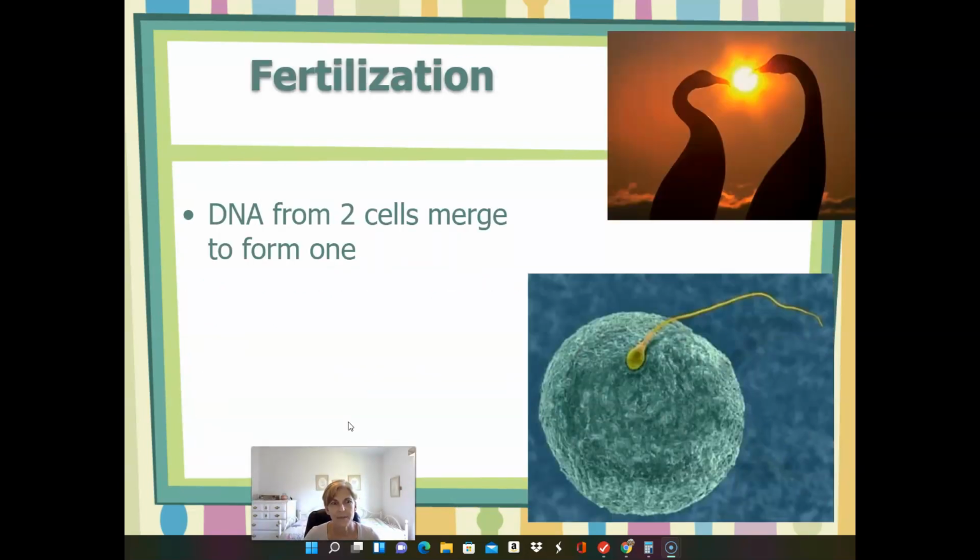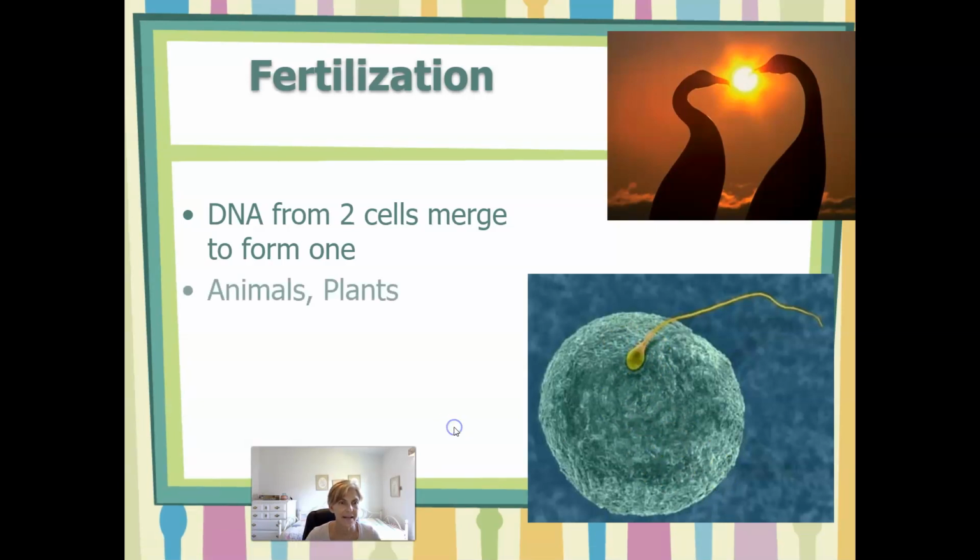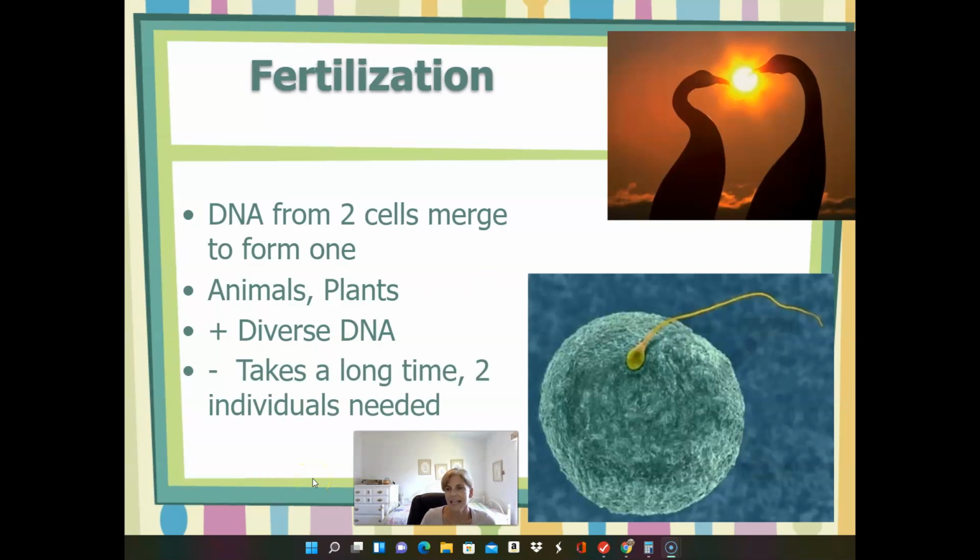The DNA from 2 cells merge to form one. Here we have a little sperm breaking into the egg to combine the DNA of the sperm with the DNA of this egg. So this is common in animals and plants. A positive to this process is that it creates diverse DNA, genetic recombinations, through meiosis, through random fertilization. Any egg could fertilize any sperm, you don't know which one, and through that crossover event that happens during meiosis. The negative to this is that it takes a lot longer to happen.